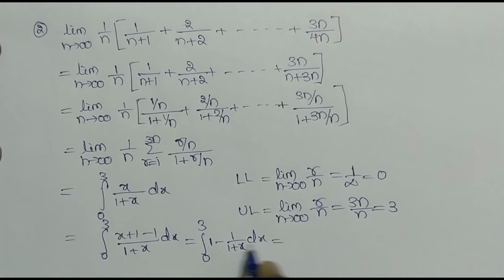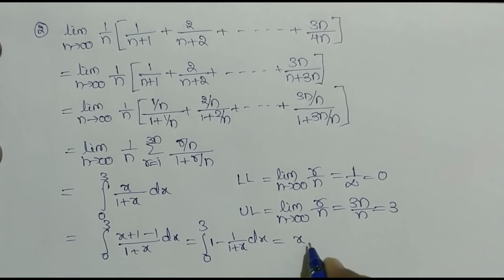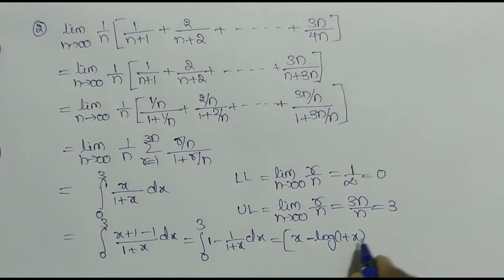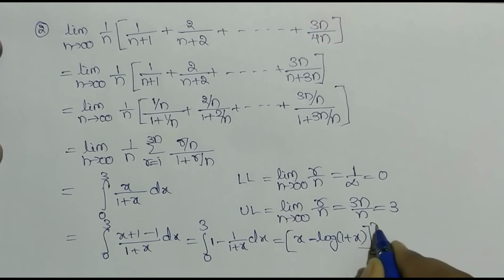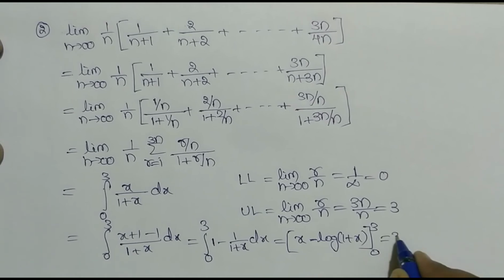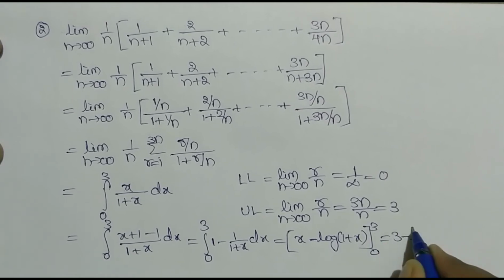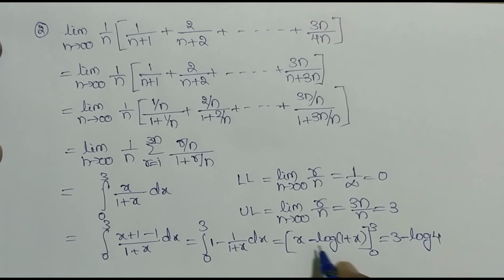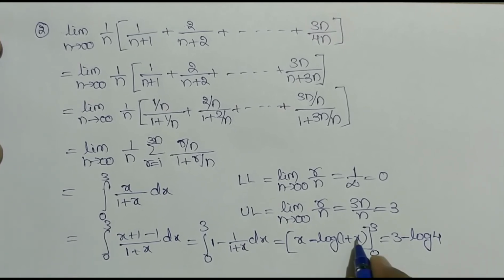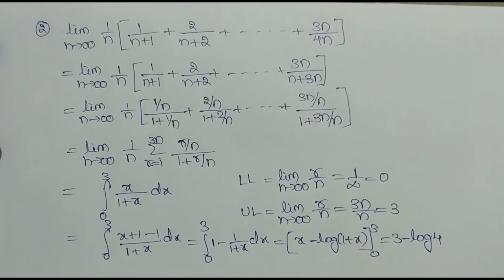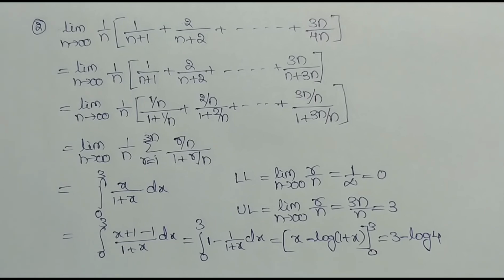So 1 integration is x, and 1 by 1 plus x integration is log 1 plus x. It is varying from 0 to 3. If you substitute 3, you get 3 minus log 4. If you substitute 0, you get 0 minus log 1, which is again 0. The answer is 3 minus log 4.